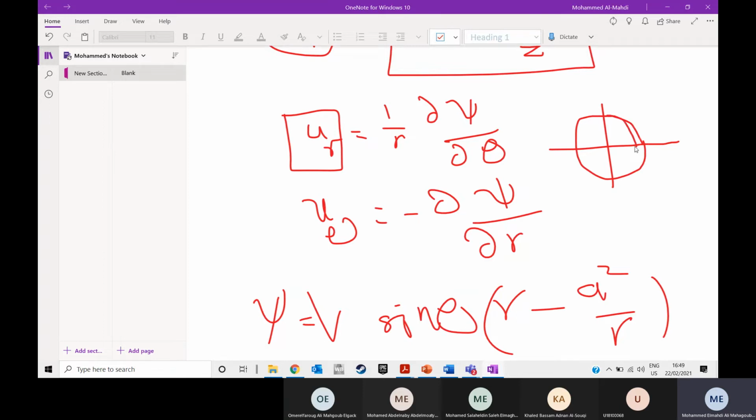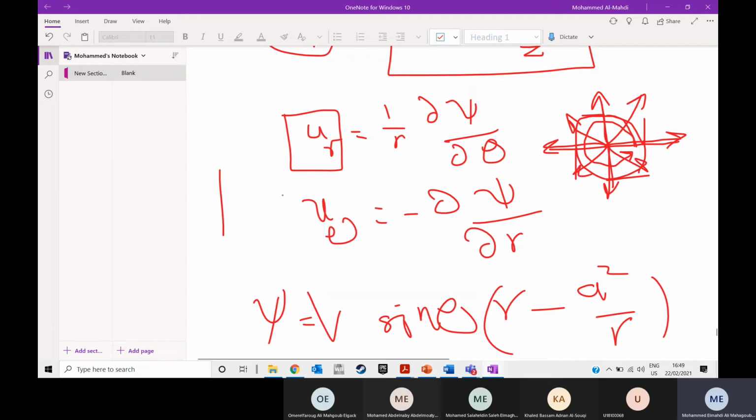This is the cylindrical coordinates. This is the theta direction, which is the tangential, and this is the radial direction here, like this radial direction. So it's almost like polar coordinates.